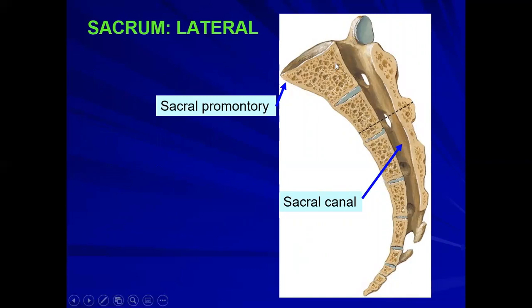Okay, so this is the picture just to show you the lateral aspect of the sacrum. Whenever you cut the sacrum into two halves, inside there we can find the presence of the sacral canal. And this part is the sacral promontory, the prominent part present on the anterior surface of the sacrum, projected anteriorly.